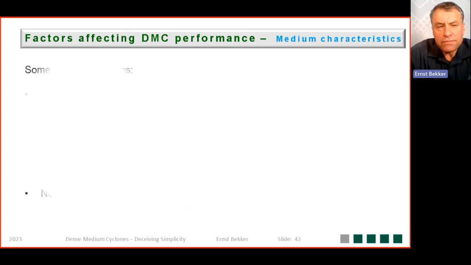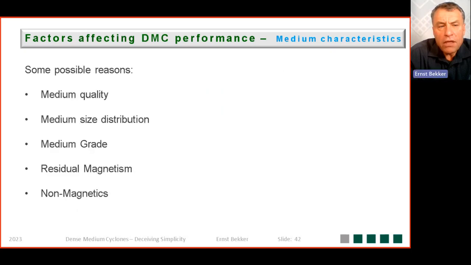dense medium cyclone. So some possible reasons that can impact on the differentials being formed outside the specifications could be the medium quality, the medium size distribution, the grade of the medium, the impact of residual magnetism or non-magnetics that are building up in the medium stream.